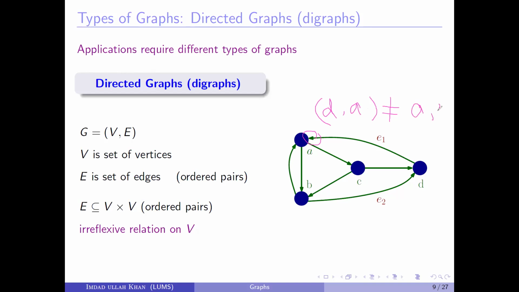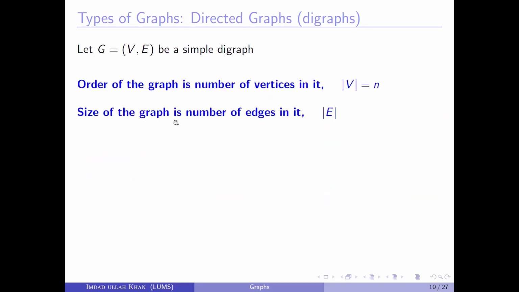If you recall our previous discussion, in the case of undirected graphs, these two things meant the same thing because order didn't matter. Now order is very important and the set of edges has to be ordered pairs. More specifically, this set of edges is a subset of the Cartesian product of the set of vertices with itself. The same terms apply: order of the graph is the number of vertices, which we call n. Size of the graph is the number of edges.